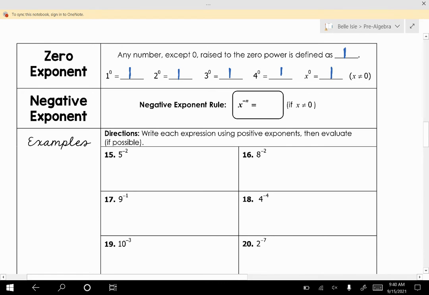We also have a negative exponent rule. The negative exponent rule takes your base and your exponent and turns it into its reciprocal. So what that means is we're going to flip it. So this is x to the negative n. That is the same as doing 1 over x to the positive n. So you're just going to flip it, and then you can work out whatever problem that is with now a positive exponent.